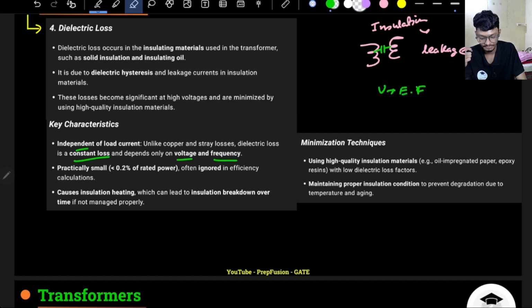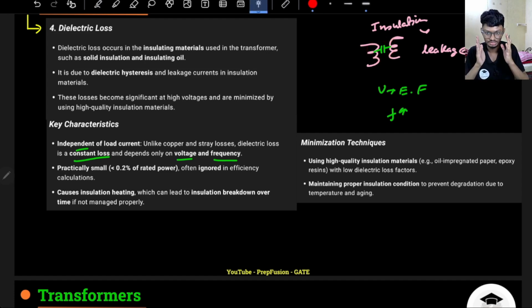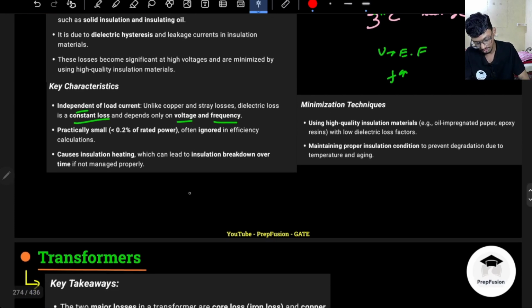If the electric field is higher, there will be a dielectric background, due to which losses can happen. If frequency is high, the dielectric capacitance impedance will be lower, so more current will flow through it. So there is a higher chance of losses. Got it? This causes heating and all those things. How can I minimize it? We can use high quality insulating materials and maintain proper insulation condition.